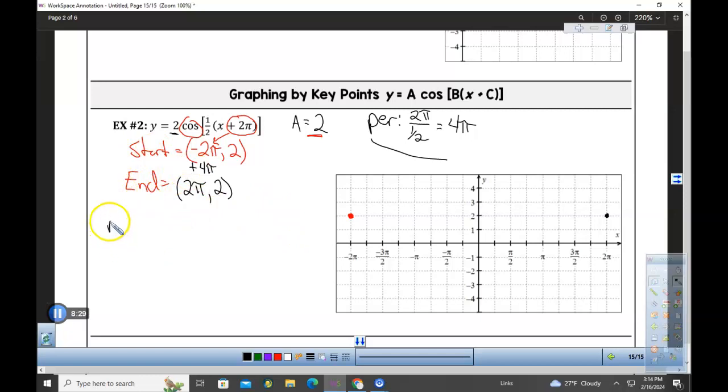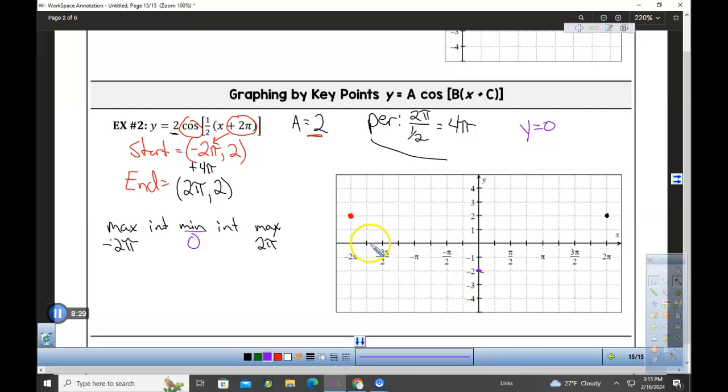Now remember, with cosine, it was max, intercept, min, intercept, max. If my max is at negative 2 pi and 2 pi, where does my min occur? Right in the middle, right? So my min is going to be at 0, and the value is negative 2. Oop, I forgot to do one thing. What's my midline, y'all? Y equals 0. Okay. So it's the x-axis.